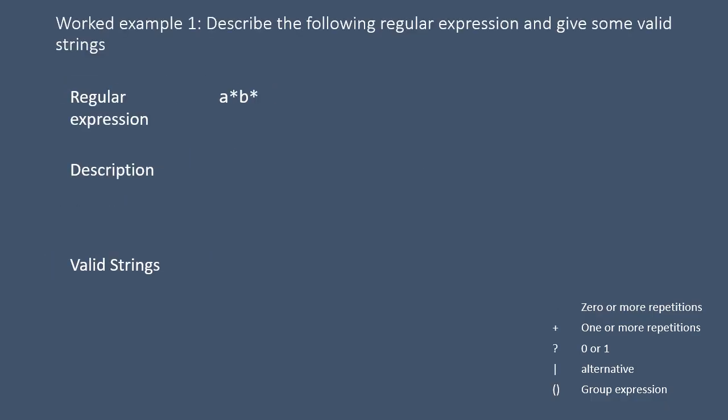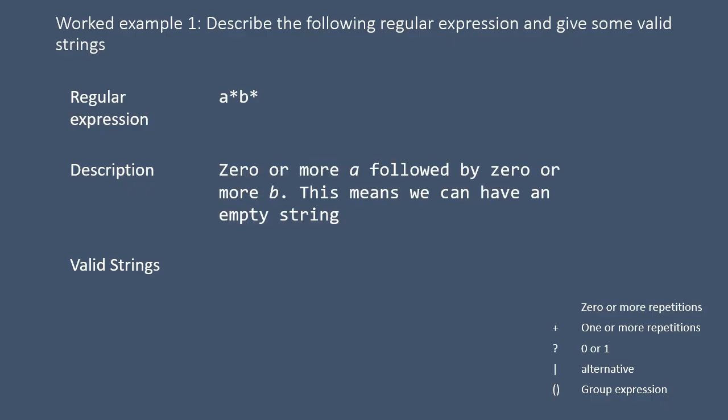Let's have a look at some worked examples of the sorts of questions that you might get asked. If you have the regular expression A star, B star, first of all, what does that description look like in words? We can say that we have 0 or more A's followed by 0 or more B's. If we have 0 A's and 0 B's, we can actually have an empty string, which is perfectly legitimate within regular expressions. You can have empty strings. So valid strings here, including an empty string, you'd have these ones here.